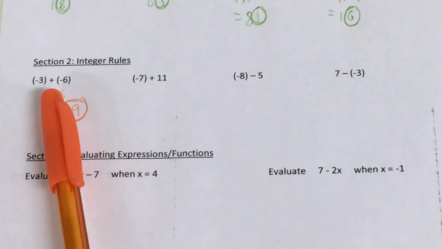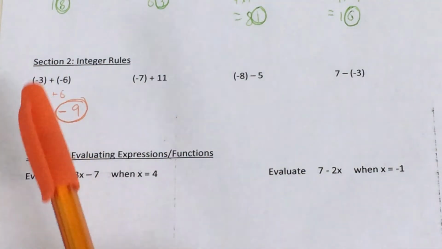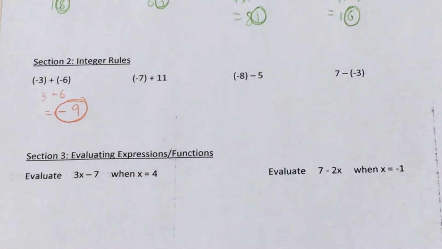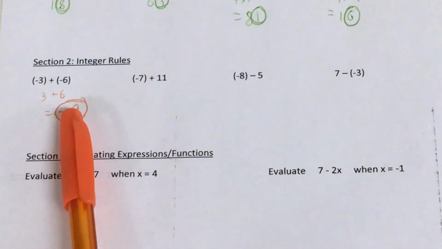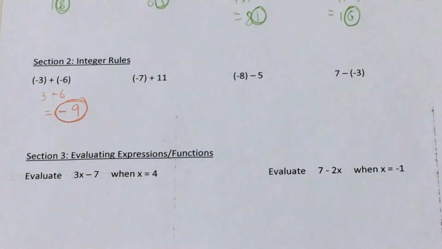So this is like if I owed someone $3 and I borrowed another $6. The amount that I owe, I would find by adding my two absolute values, my two just the numbers, and it would still be money I owe. So that would be a total of -9.